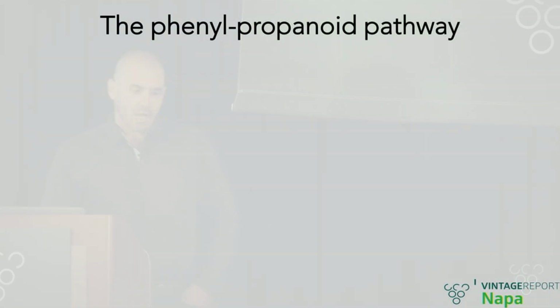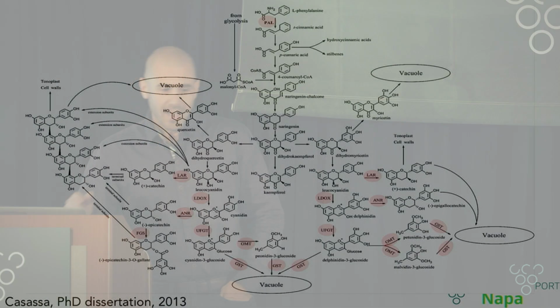So, I think this is intuitive, but phenolics come from grapes, okay? The accumulation of phenolics starts as early as bloom, so we are talking very, very early, okay? And there is going to be a quiz after this presentation.